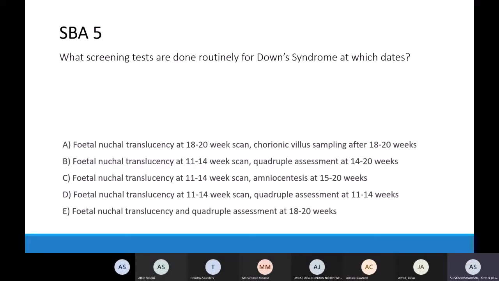Okay, got an SBA here, so I'll open up the polls and I'll read the question. So what screening test is done routinely for Down syndrome at which dates? I think Elisa mentioned which tests are done. I've added in some dates in there to make it a bit harder.